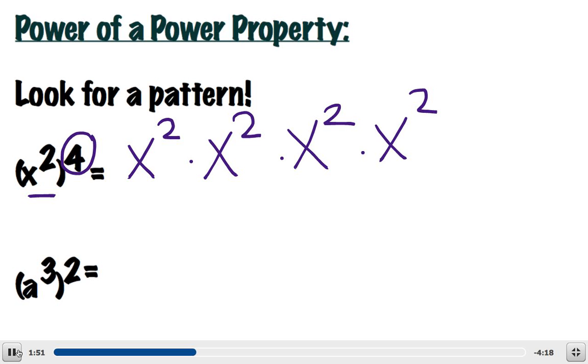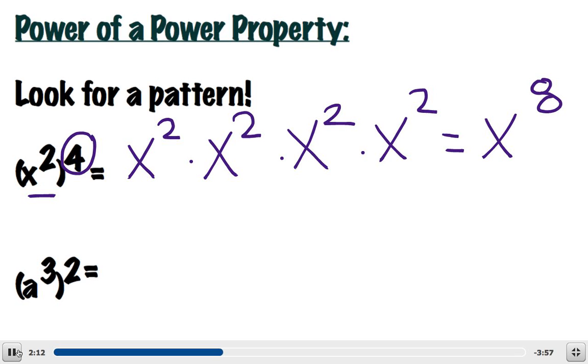Now certainly we need to simplify that, and we can do that with the product of powers property that we just reviewed. So when I'm multiplying with the same base, I add my exponents. So I'm going to get x to the power of 8. And again, look for a pattern.